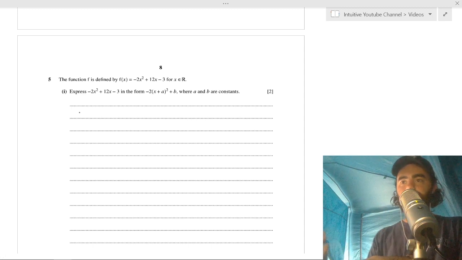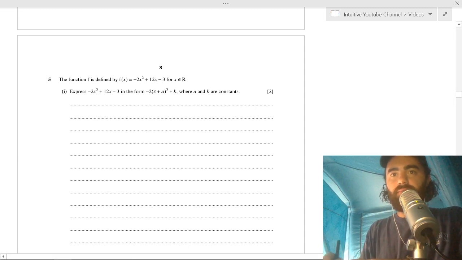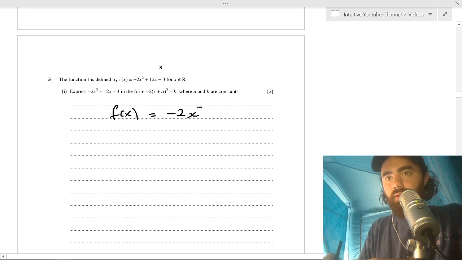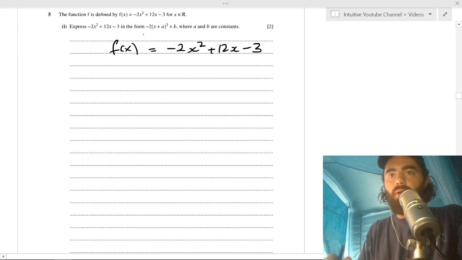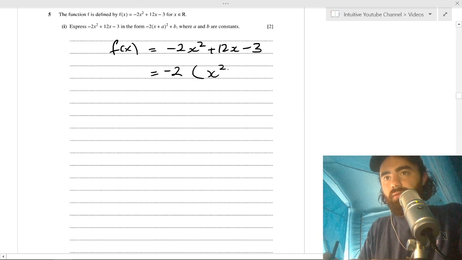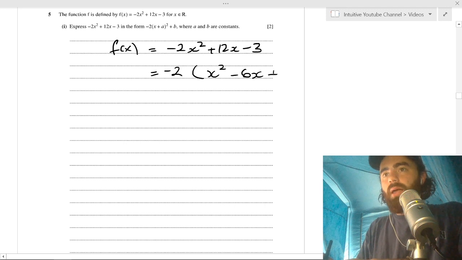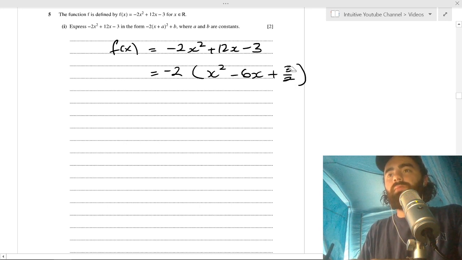Question 5. So we have a function, and it wants us to express it in this form, which is completing the square. So let's write out our function: minus 2x squared plus 12x minus 3. The first thing I'd do is factor out the negative 2. This gives us x squared minus 6x plus 3 over 2, because when I multiply that in, I'm going to get a negative 3. So I can say plus 3 over 2, or plus 1.5.